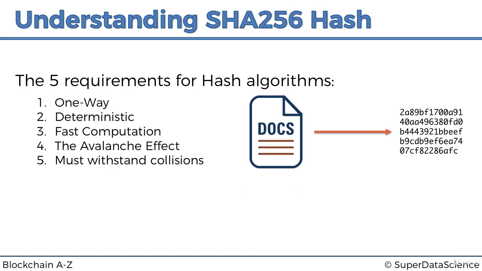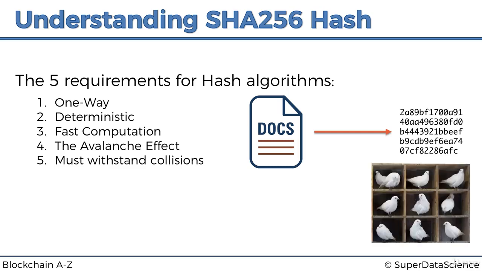And part 5, it must withstand collisions. So what does that mean? What does withstanding collisions mean? Well, it means, like as we saw with people, that sometimes, 1 in 60 million, you can have 2 people who have the same fingerprint. And same thing for the hashing algorithm.